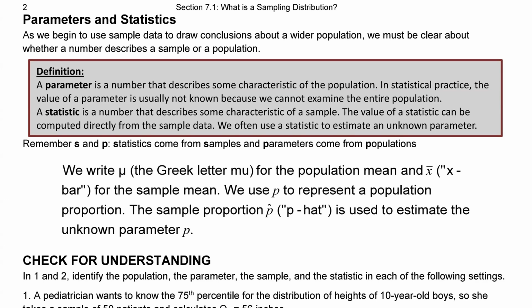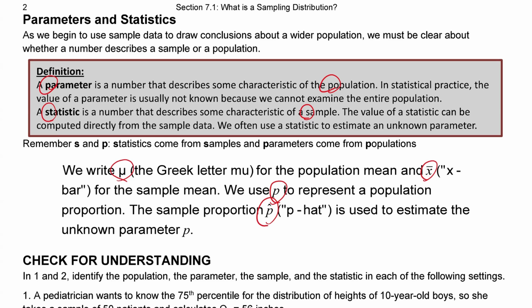So, a reminder that parameter starts with a P, and that's information that comes from a population. Statistic starts with an S, and that's numbers that come from a sample. Now, typically we have different symbols to represent the different ideas. For example, we'll use the Greek letter mu to represent the mean of a population, but we'll use x-bar to represent the mean of a sample. We'll use the letter p to represent a proportion that comes from a population, but we'll use p-hat to represent a proportion that comes from a sample.